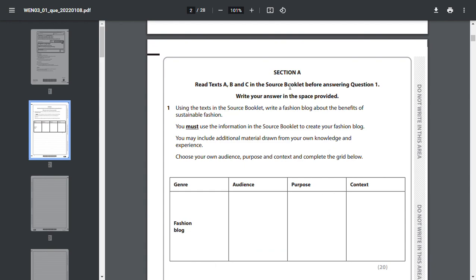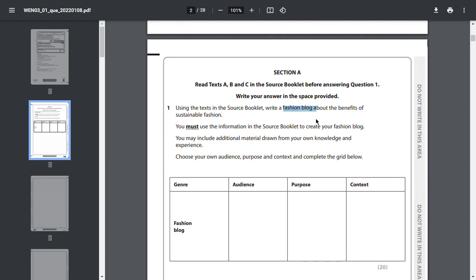Now look at the instructions in Section A. It says read texts A, B, and C in the source booklets before answering Question 1. So you'll have the source booklets that will have the text. And then, of course, this is what you're supposed to do. Using the texts in the source booklet, write a fashion blog. So what's the genre here? The genre here is a fashion blog.